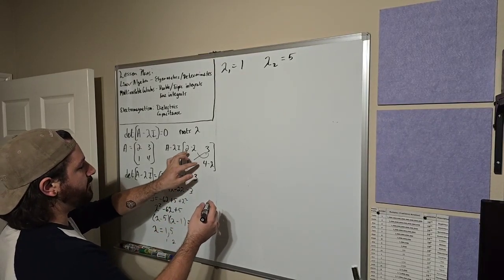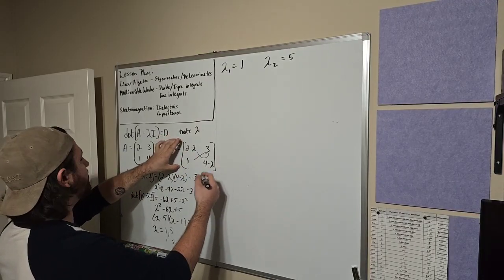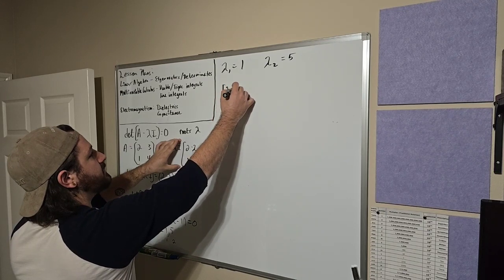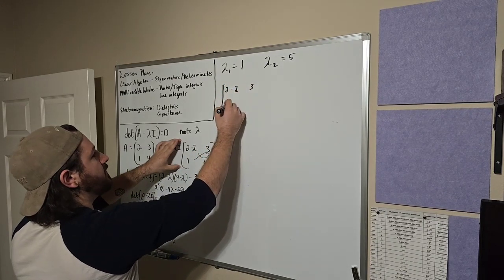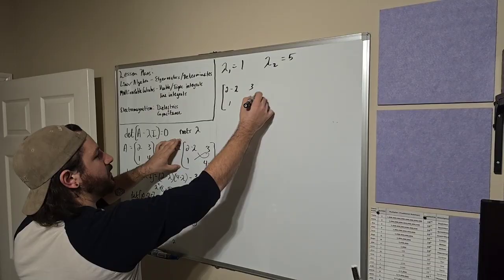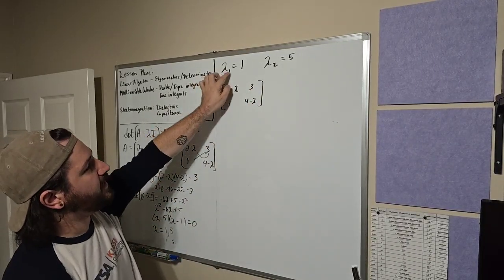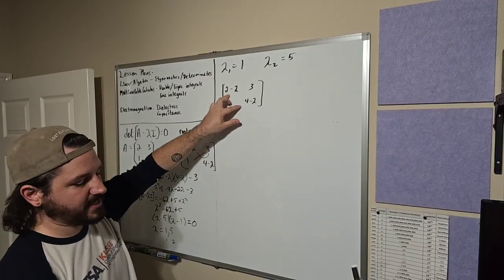So we're going to go back to this matrix here. We're not doing a determinant anymore. We're just going back to this matrix itself. So we have 2 minus lambda, 3, 1, and 4 minus lambda. We will end up doing a determinant, but for just the moment, we're going to look at this again. So we have lambda values, and we have this matrix that has lambdas in it.